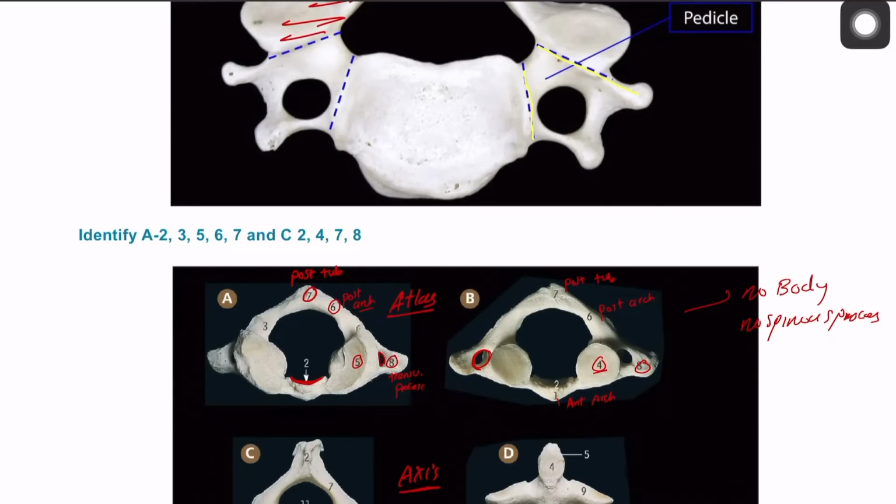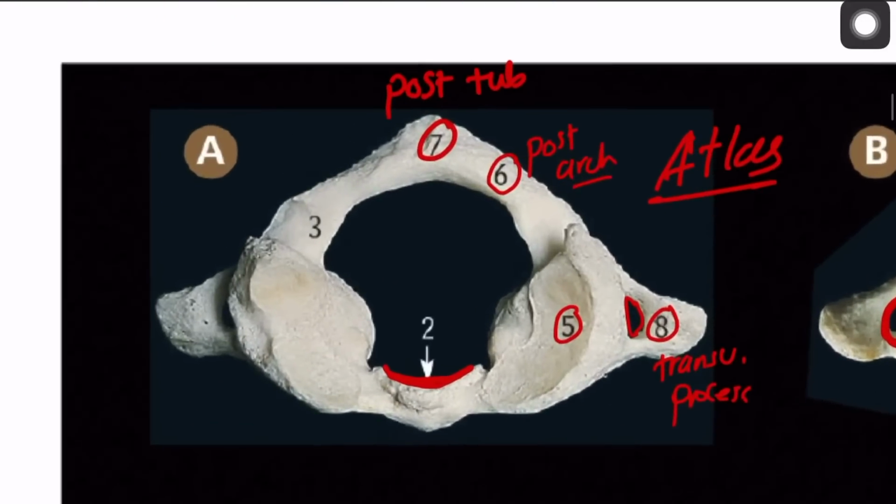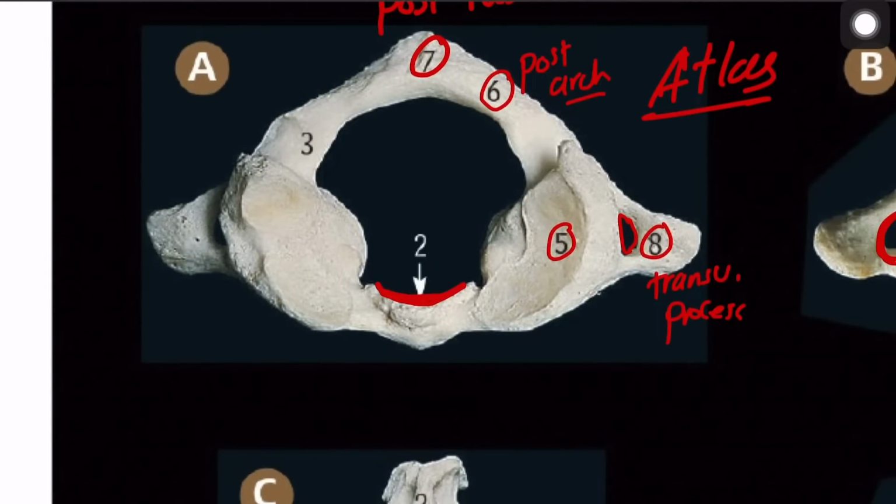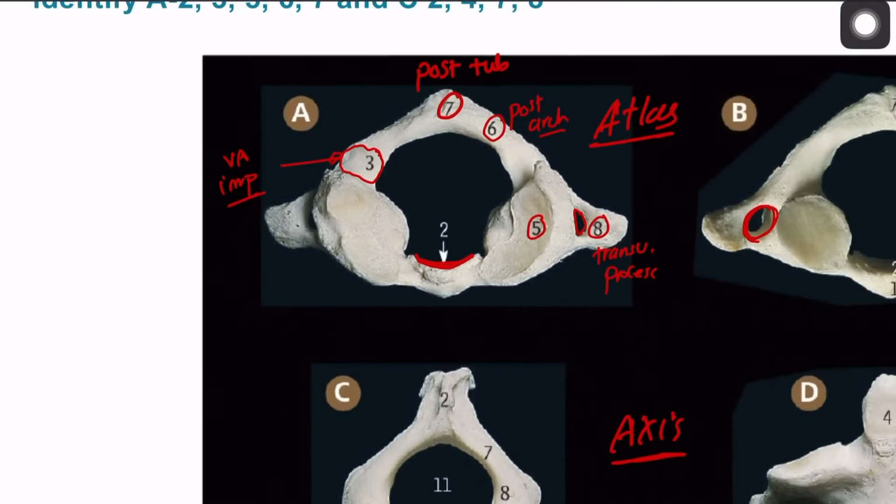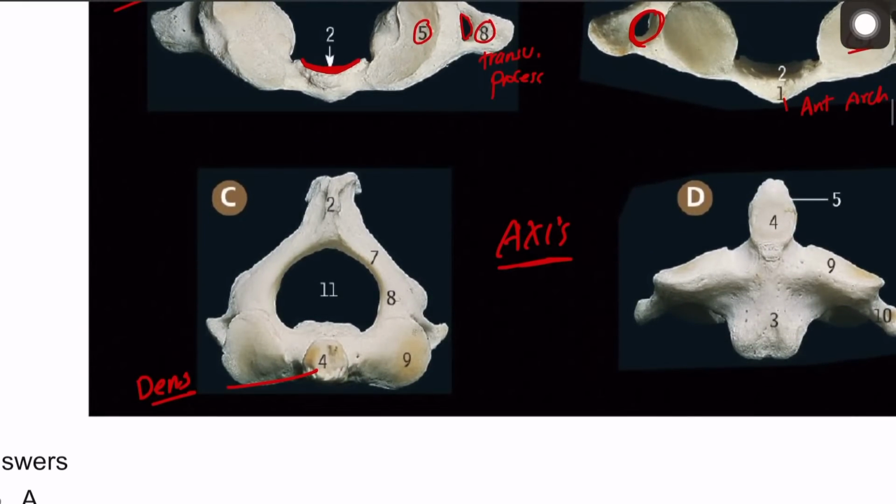Also, number 3 we didn't mention. When the vertebral artery comes all the way up into the skull, it usually passes here. So that's the vertebral artery impression, on this side. Moving forward, this is the dens, like we mentioned. This is the vertebral foramen, and here is the spinous process, and the criterion of the spinous process is that it is bifid in this structure.